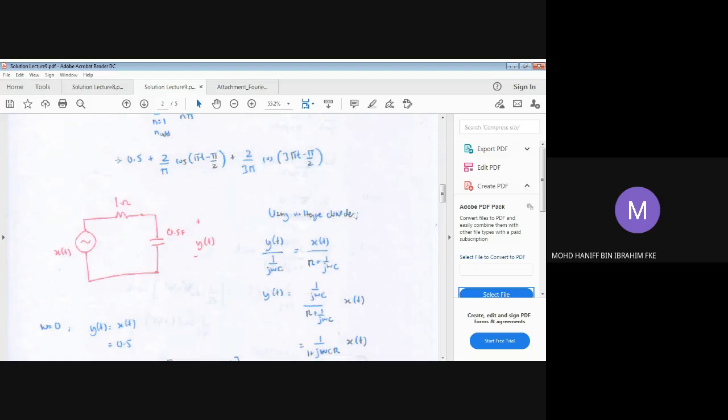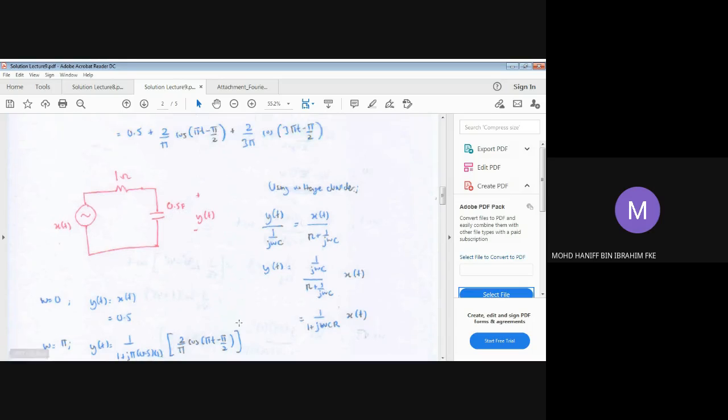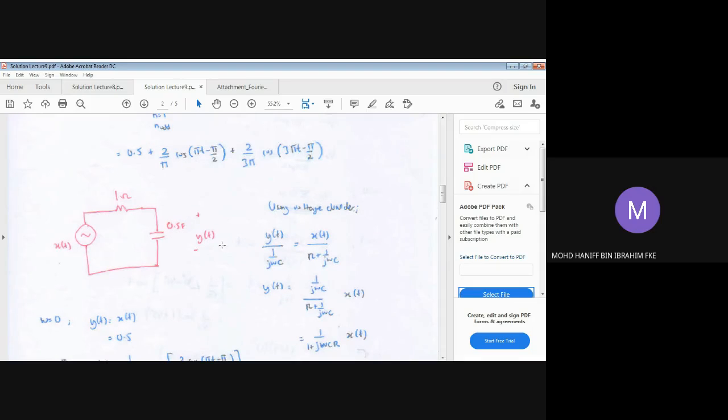Why 0.5? Because the DC value of x(t) is 0.5. That's the reason why. Okay, for the second frequency component, omega equals pi, y(t) will be 1 over 1 plus j pi times 0.5 times 1, because omega equals pi, C is 0.5 and R equals 1. That is the substitution of omega, R, and C. And x(t) at omega equals pi is, based on this, 2 over pi cos(pi t minus pi over 2). That should be the case.